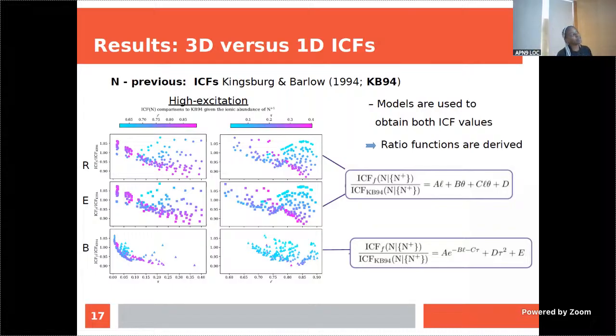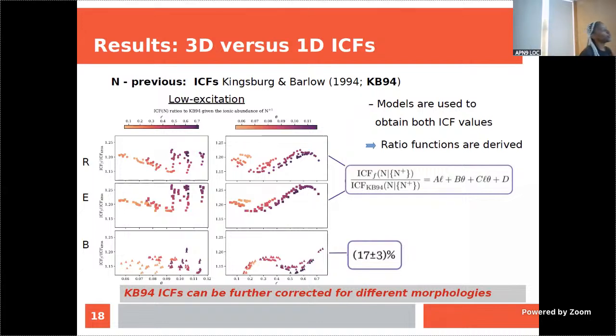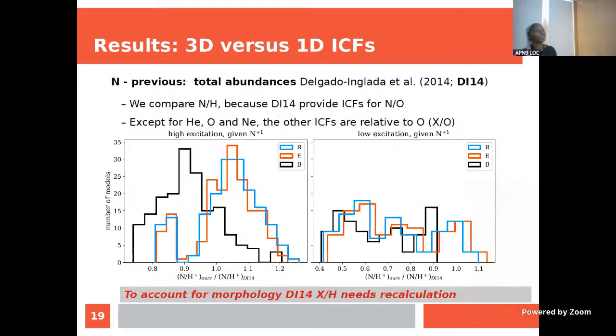And you can fit corrections for this, in all the cases. So this means that if, for instance, you have your results using the Kingsburgh and Barlow ICFs and you want to correct for morphology, you can use solutions like this that we derived, because you can find further corrections based on the morphology only.